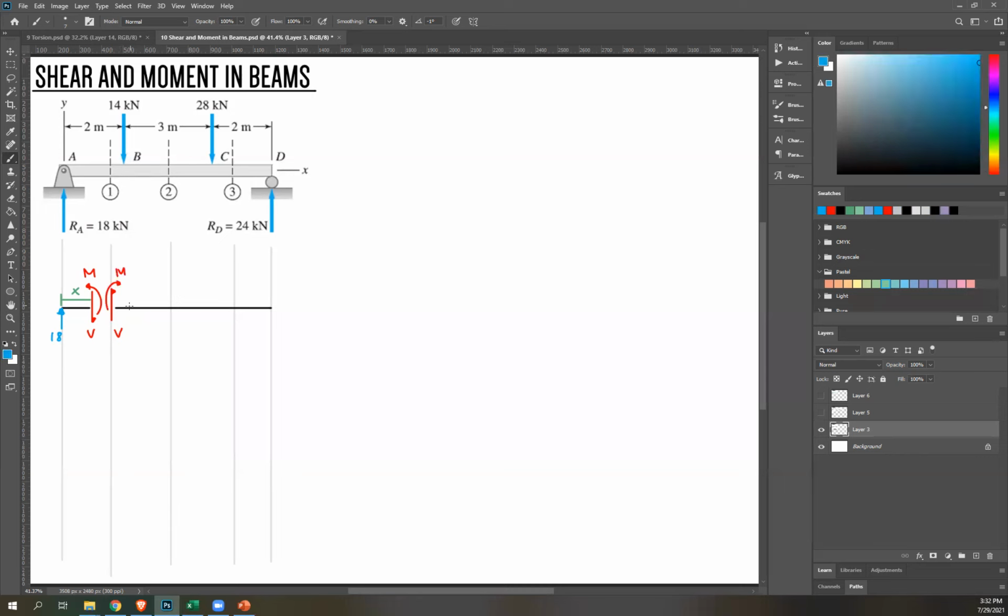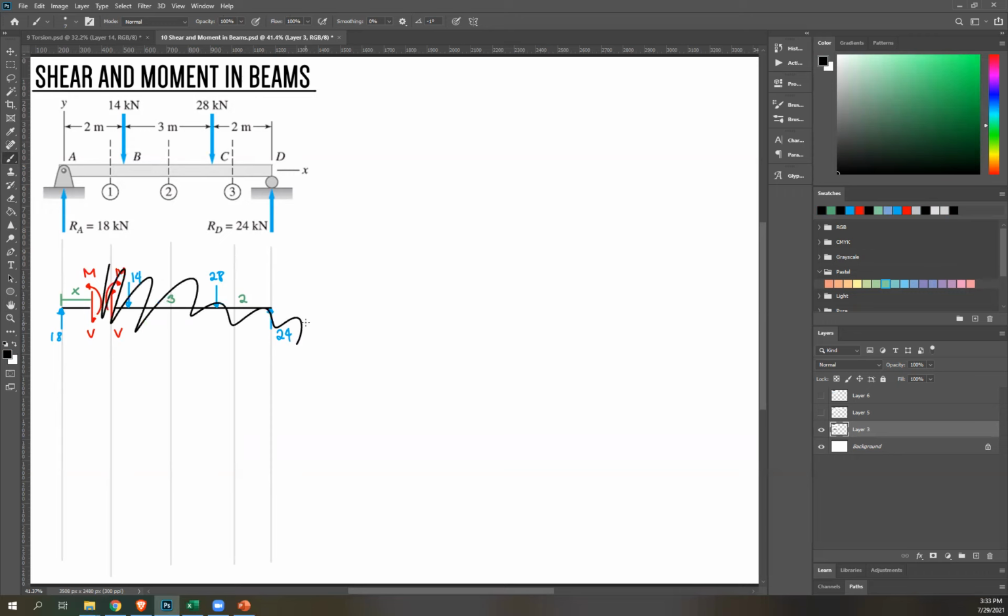And then your applied loads. This is your 14. This is our 28. And then 24. Okay. So now you have a choice to either isolate the left or right side, whichever is easier. So let me just write 3, 2. Obviously here the left side is easier, right? So I'm going to isolate that.